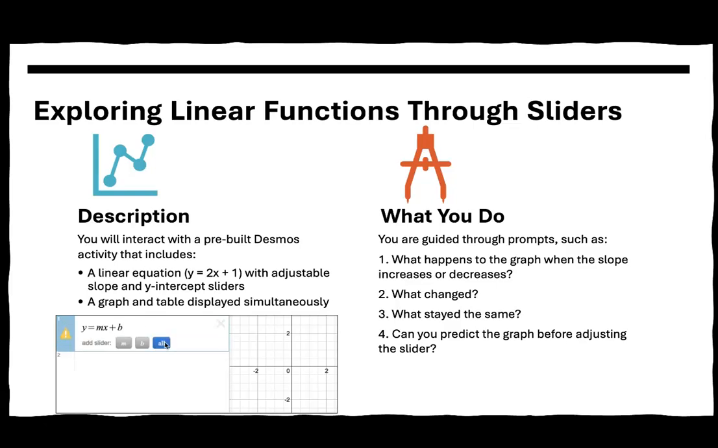Exploring linear functions through sliders. You will interact with a pre-built Desmos activity featuring sliders for slope and y-intercept, with graphs and tables displayed simultaneously. Changes to the slope and y-intercept are immediately reflected on the graph, helping students understand how each component affects the line. To keep exploration purposeful and reduce extraneous cognitive load, built-in prompts will guide your thinking. An anchor example, y equals 2x plus 1, is introduced first, so you have a consistent reference point.